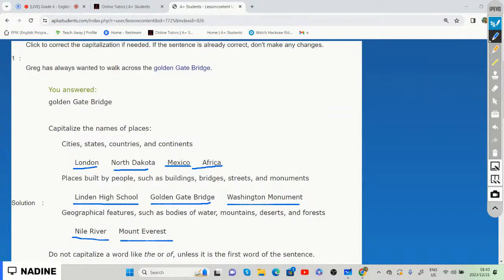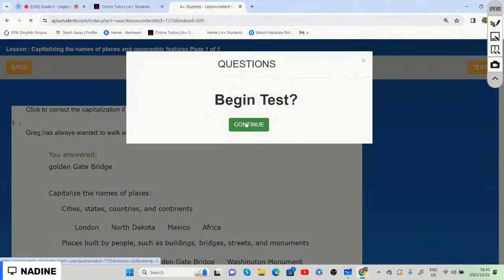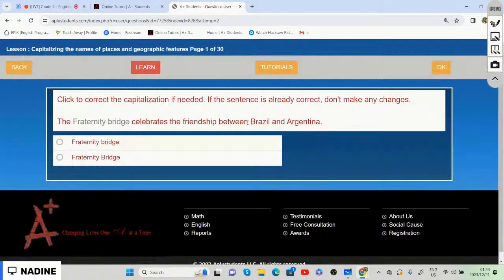All right. So we basically capitalize names of places, right? Which is your cities, your countries, your continent, names of geographical features, places that are built by people such as schools, buildings, bridges, streets, monuments, rivers, mountains like your Nile River, Mount Everest, and so on. All right, so now we're going on to our test where we're going to click the correct capitalization if needed. And if the sentence is already correct, then don't make any changes.